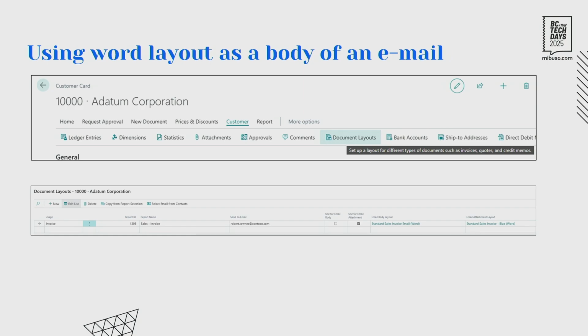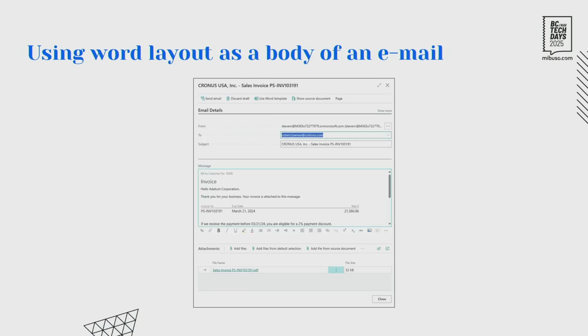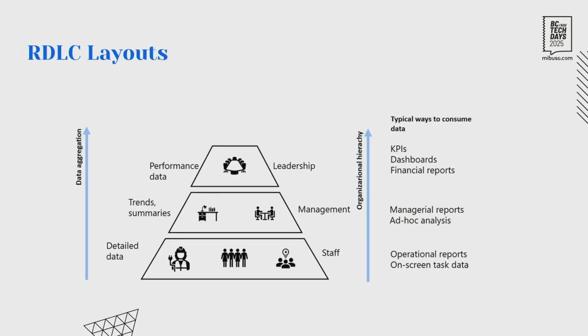All right, so you can use the Word layout also in the body of the email. You can also do that on customers and vendors to have customer-specific, vendor-specific exceptions. This is how the email looks, but that's not really new functionality. It has been in here for a long time. But if that's something that you would like to do, then the Word layout might also be very advantageous to use.